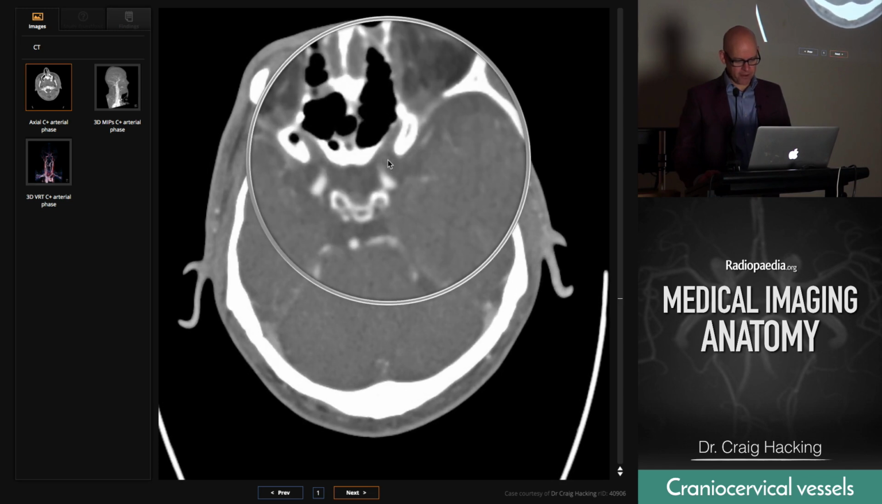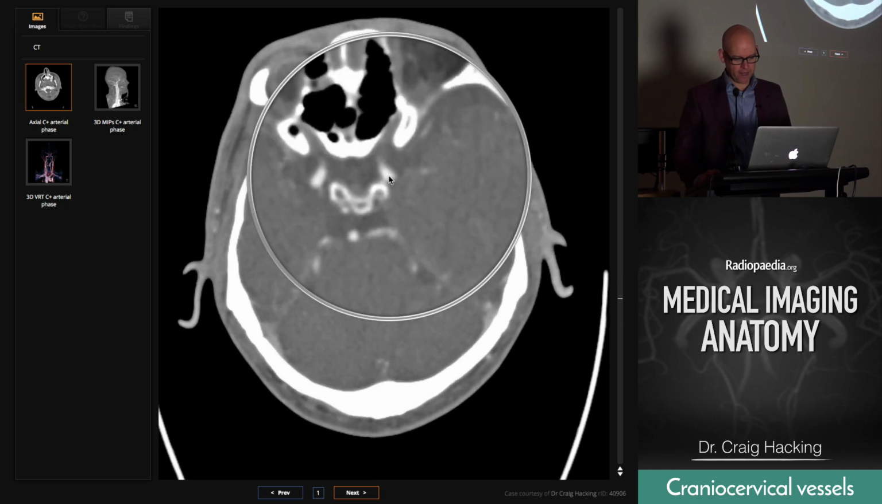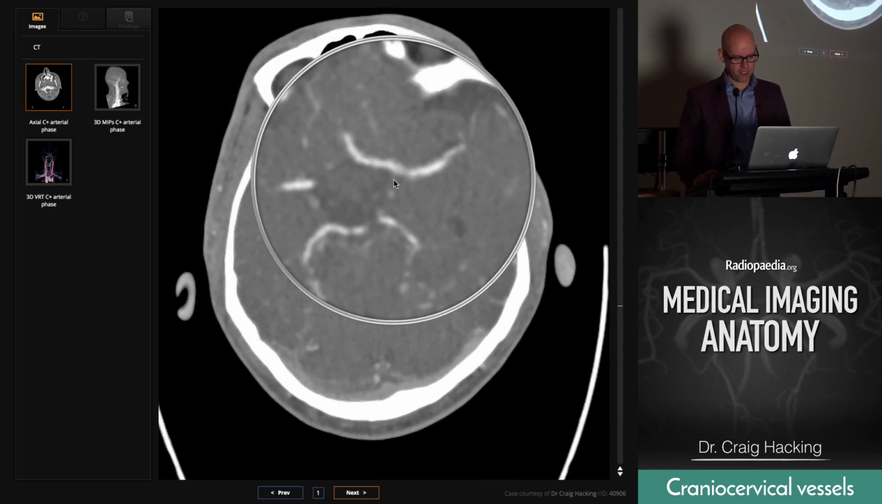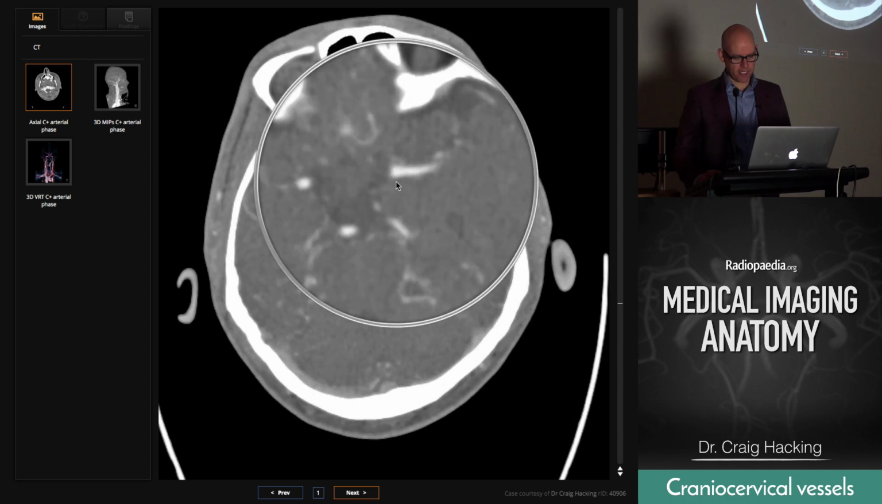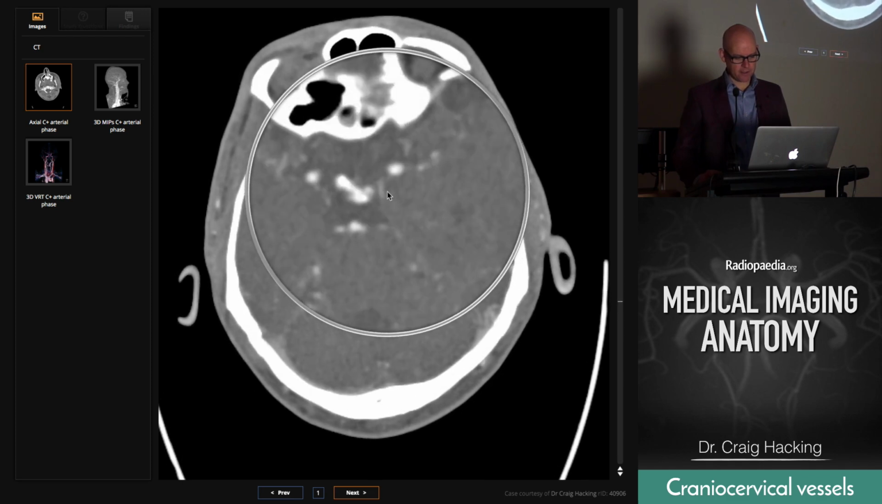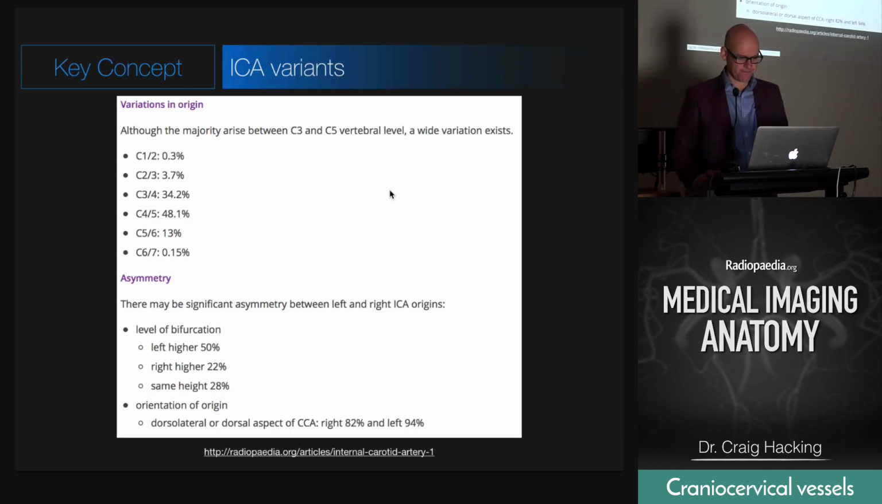You might see the little ophthalmic artery coming off. You don't, but you can see it there in the orbit anyway. And then finally finishing as the communicating or terminal segment with our M1 and A1 branches, and there's a tiny little PCOM coming off there. So that's our ICA. There can be quite a lot of variation in the ICA.